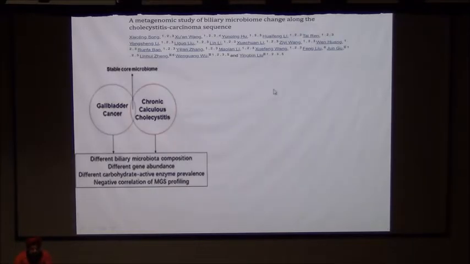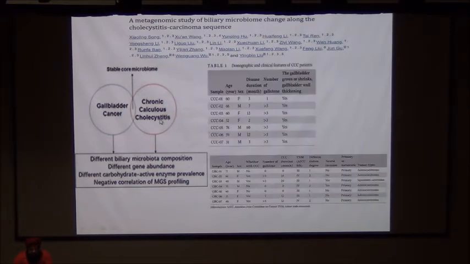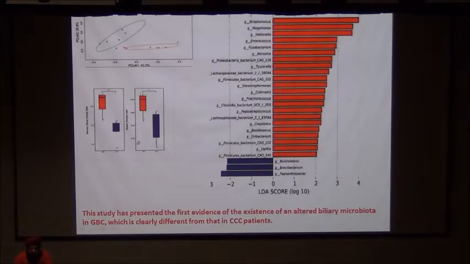Another paper, published in 2020, was a metagenomic study where they compared gallbladder carcinoma with chronic calculous cholecystitis, and they took 7 patients. These are the demographic profiles of the 7 patients. By doing the metagenome analysis, they could see that gallbladder carcinoma and CCC were significantly different. The alpha diversity, documented by Shannon and Simpson, was significantly higher in the gallbladder patients, and these are the bacteria they found by LDA scores which are specific to gallbladder carcinoma or CCC. So this study has presented the first evidence of an altered biliary microbiota in GBC, which is clearly different from that of the CCC patients.